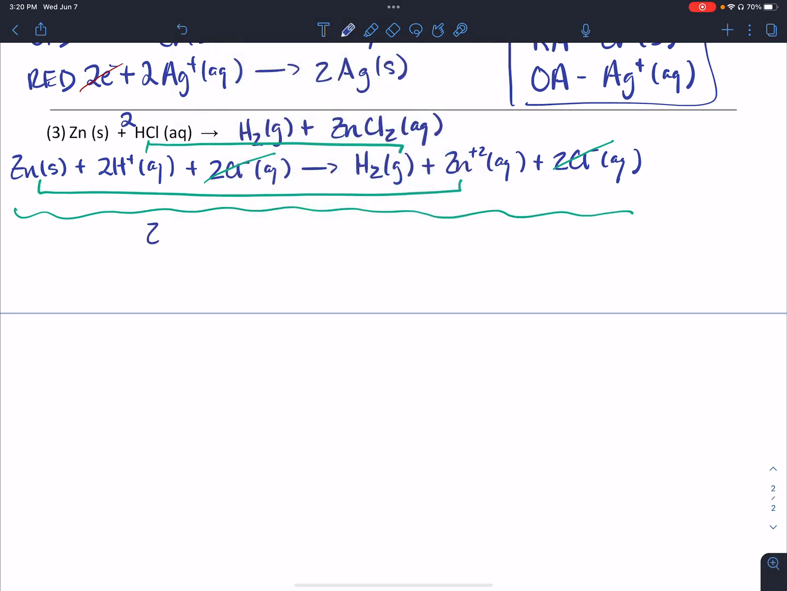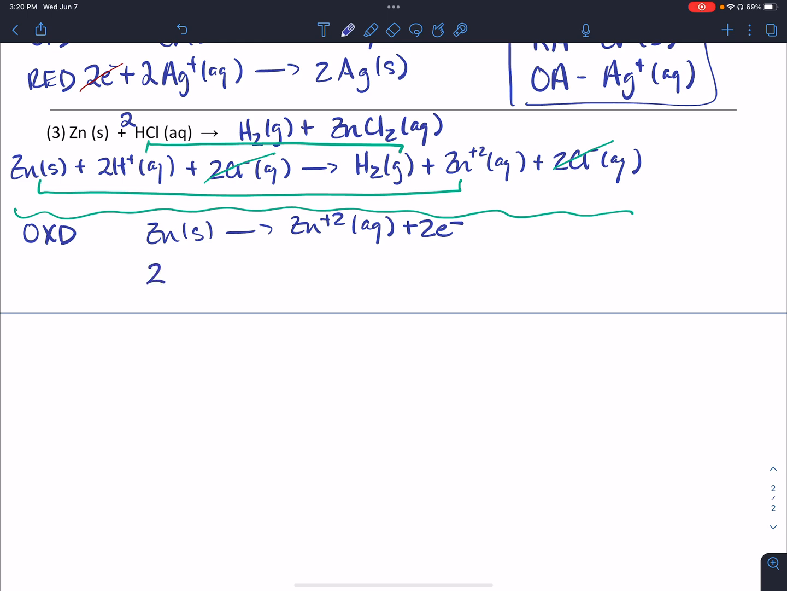I'll start with zinc. So I've got zinc solid and zinc +2 aqueous. And if I look, again, my oxidation number is going up. So that means it's losing electrons. So this is my oxidation. To balance for charge, I'm going to need to add 2 electrons to that product side.